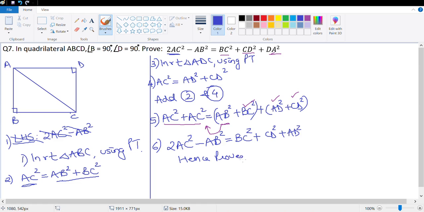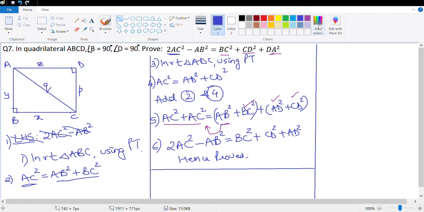I have solved this question only using one method. Let's see if we can still solve it using the other method. So let's call this X, let's call this Y, let's call this Z, let's call this P, and let's call this Q. So our left hand side now becomes, okay, so this is method 2. Let's see what we can get from here.